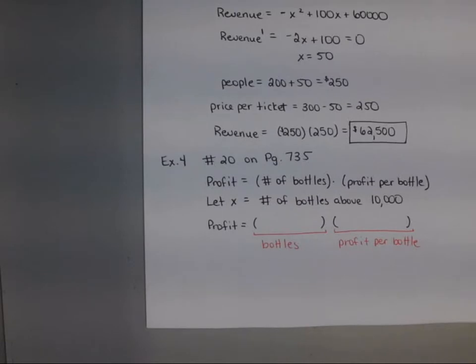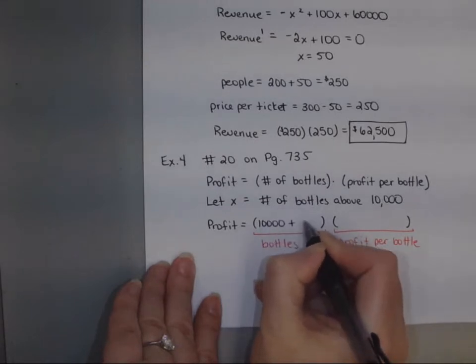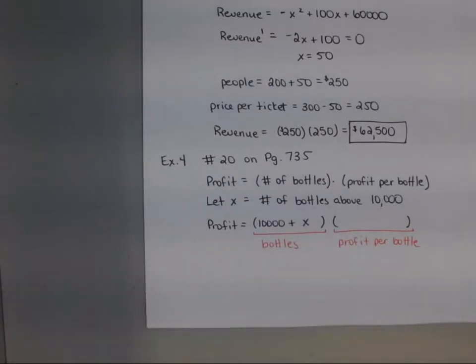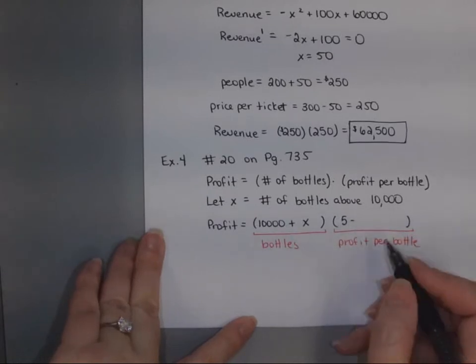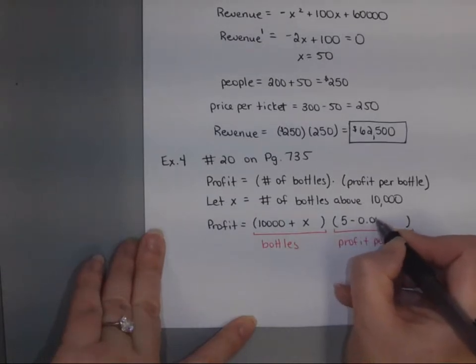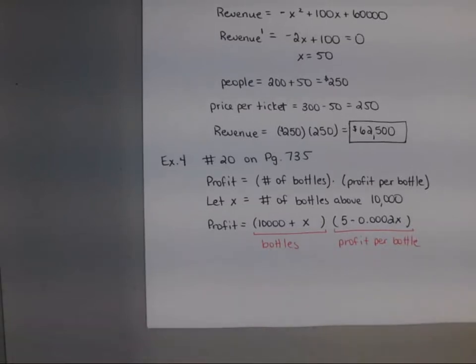Okay, so similar to the last one, what are we going to do for bottles? It's going to be 10,000 plus X. Okay. Now, the profit per bottle, if you're not looking at your book, started off at $5, okay? But then what's happening to it? There's a reduction in 0.0002 per bottle, so how am I going to say that? 0.0002x, right? So I'm subtracting that off.